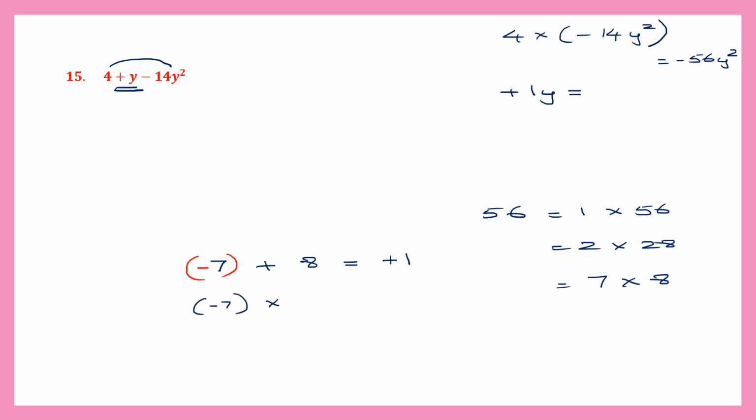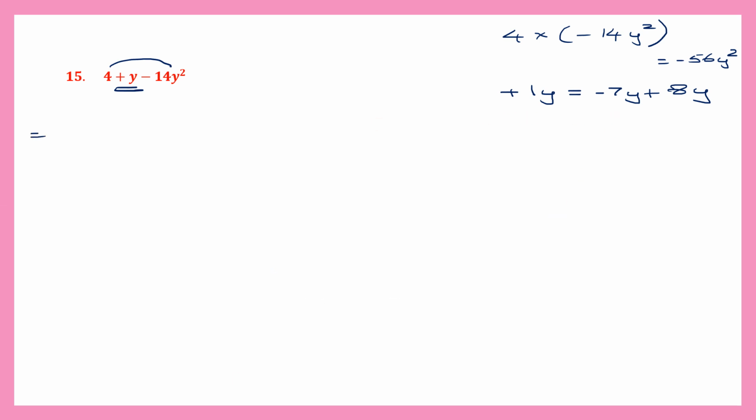So minus 7 into 8. Minus 7 eights are minus 56. So here we have minus 56, here also we have minus 56. That means I can split up 1y into minus 7 and plus 8. So this will be minus 7y plus 8y, both will give me plus 1y. So let's write it here: 4 plus, I split plus 1y into minus 7y plus 8y, minus 14y square.